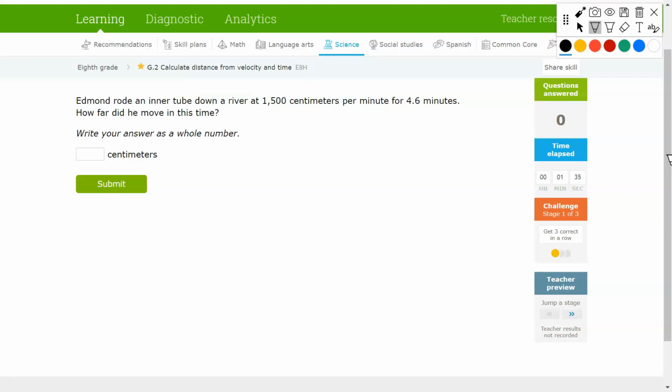Alright, let's get started. So first thing we need to go over is the formula for distance. Distance is equal to speed times time. So we're going to have to multiply the two units together.